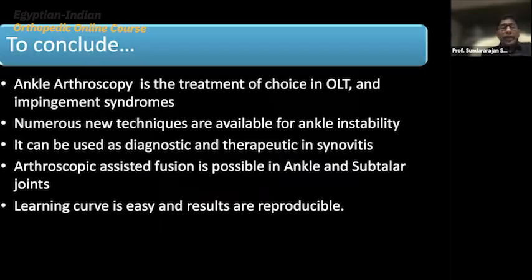To conclude, ankle arthroscopy is the treatment of choice in osteochondral lesions and impingement syndromes on the anterior side, and numerous new techniques are available in ankle instability. It can be used as diagnostic and therapeutic in synovitis, and arthroscopic assisted fusions in both ankle and subtalar joints are very, very useful when there is no gross deformity. Of course, the learning curve is easy and results are reproducible. Thank you very much for the opportunity.